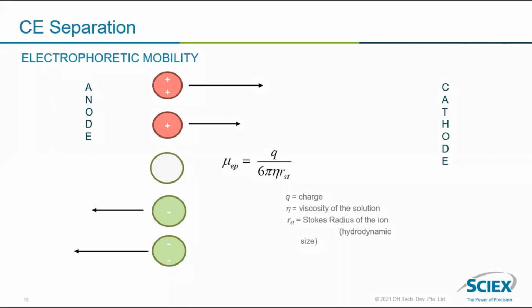If you want to calculate the mobility of any molecule or any ion, we have this formula, which talks about the electrophoretic mobility, which is directly proportional to the charge of the molecule and inversely proportional to the viscosity of the solution and the Stokes radius of the ions. That means if you increase the charge, the mobility will increase, and if you decrease the charge, your mobility will decrease. Furthermore, if you increase the viscosity of the solution, that means the buffer or the sample, your mobility will decrease.